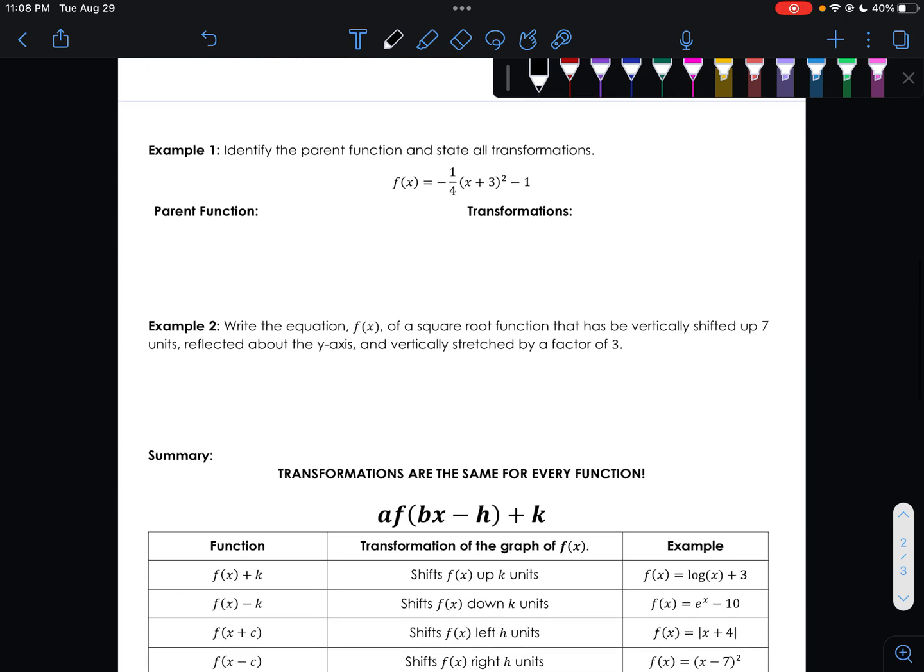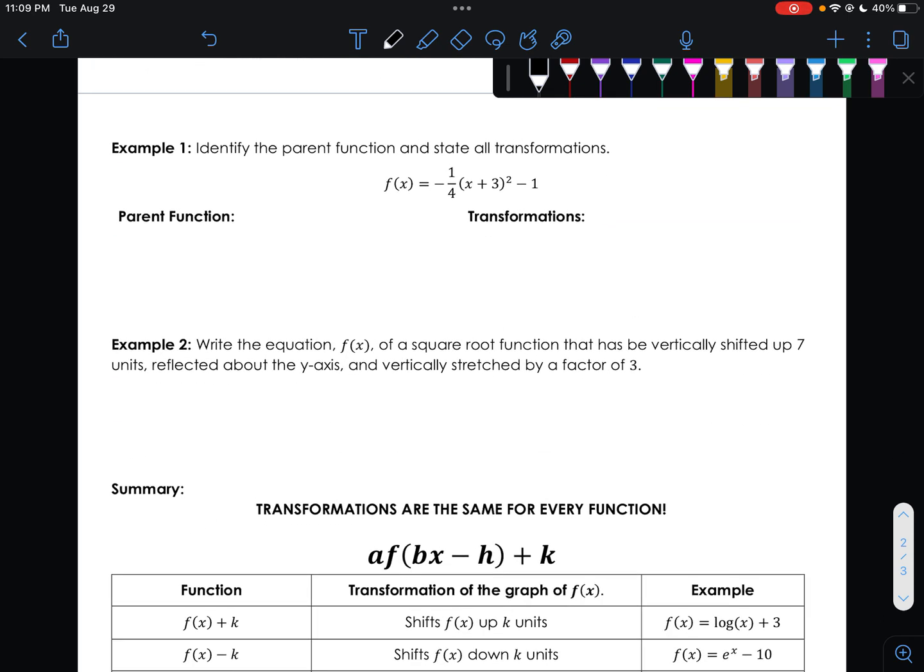We have some examples, so I want you to pause and try to do example 1 and 2 on your own, and then come back and check your answers.